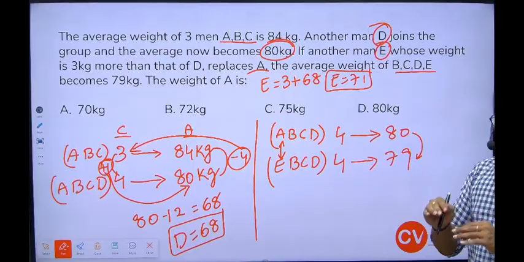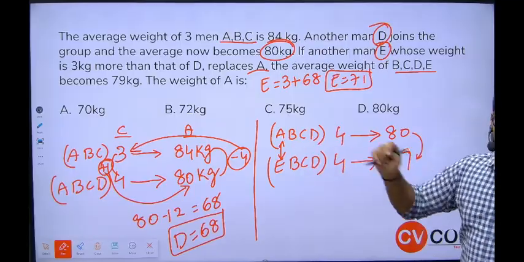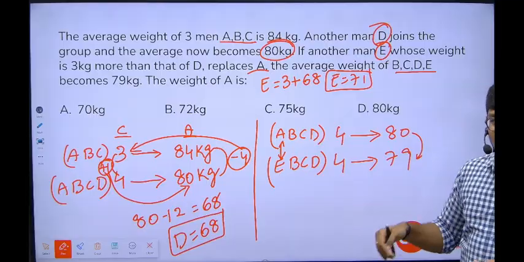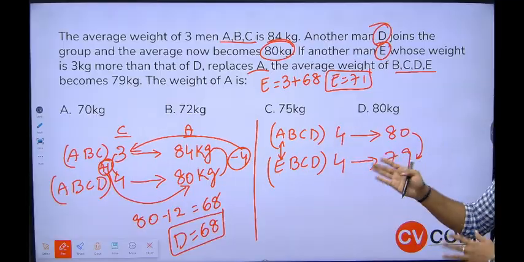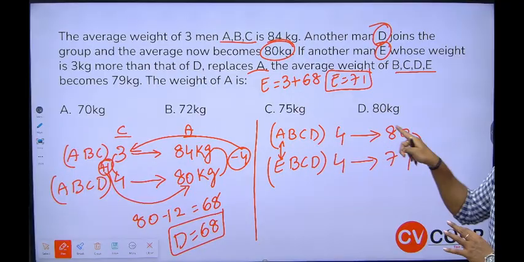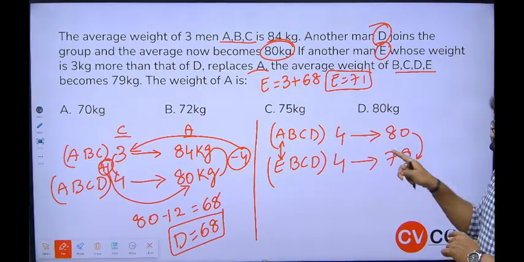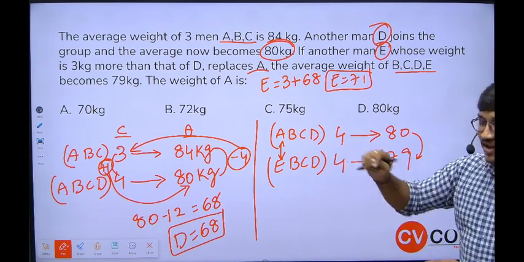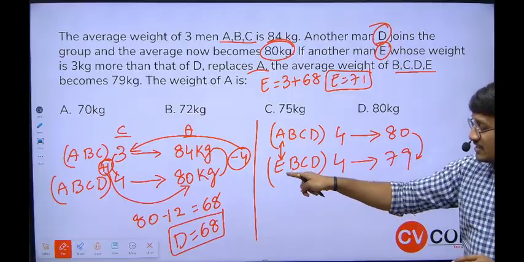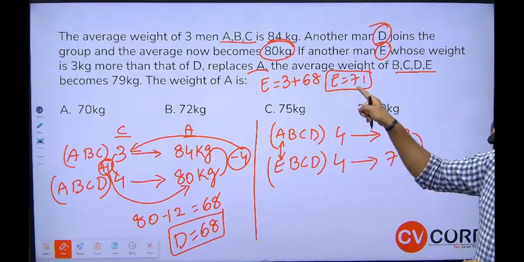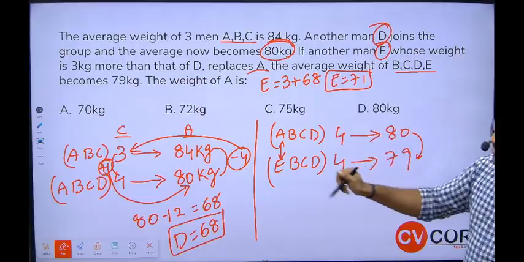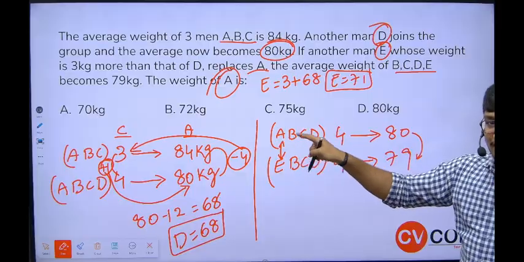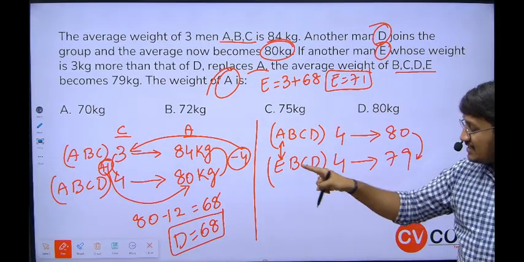Obviously, whose weight is more? I can say that A's weight is more than E's, because how? You can observe clearly: when A was there, the average is 80, and when E was there, the average is 79. It was clearly saying that A's weight is more than E's weight. Already we got to know that E's weight is 71. The question is the weight of A. A's weight is more than E's weight.